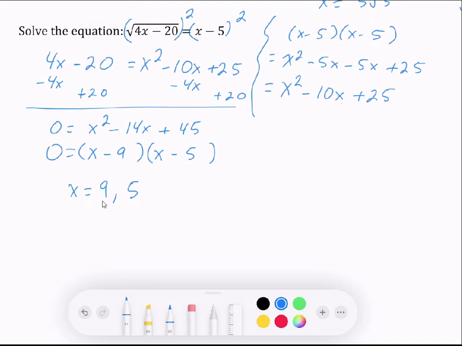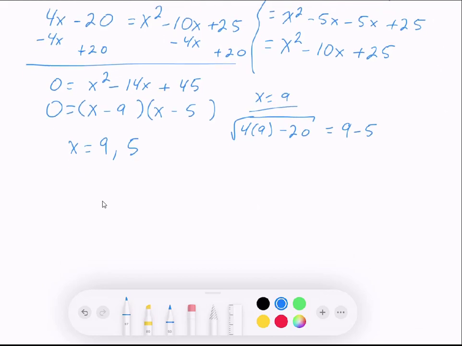So let's just go over here to x equals 9. And I'm going to put in my calculator the square root of 4 times 9 minus 20. And that should equal 9 minus 5, which is 4. So if x equals 9 is a solution, then both sides will be the same. And for 5, I did the square root of 4 times 5 minus 20, and that should be equal to 5 minus 5.